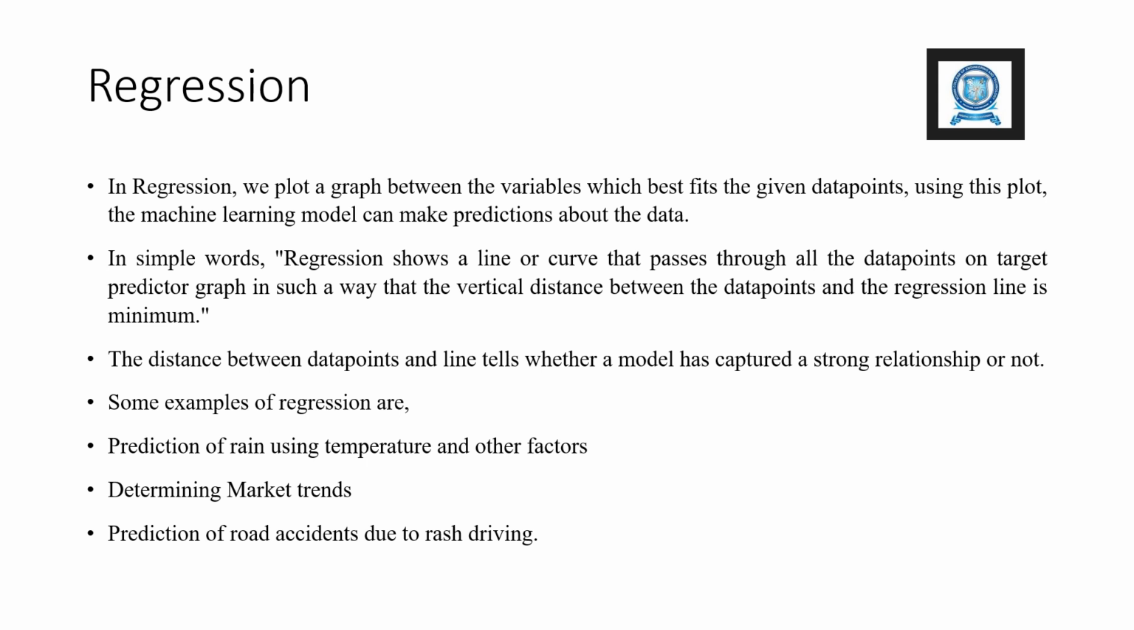In regression, we plot a graph between the variables which best fits the given data points. Using this plot, the machine learning model can make predictions about the data. In simple words, regression shows a line or curve that passes through all the data points on target predictor graph in such a way that the vertical distance between the data points and the regression line is minimum. The distance between data points and line tells whether a model has captured a strong relationship or not.